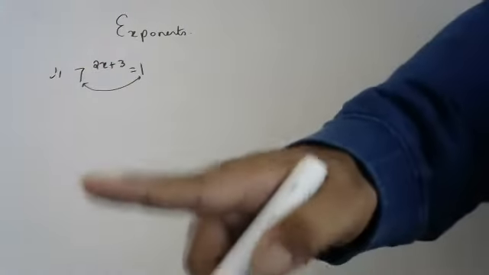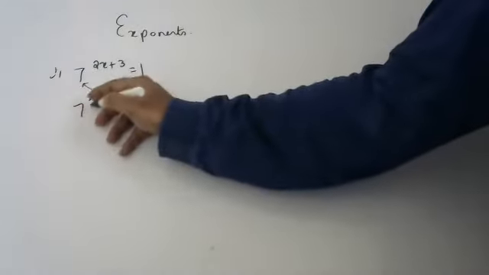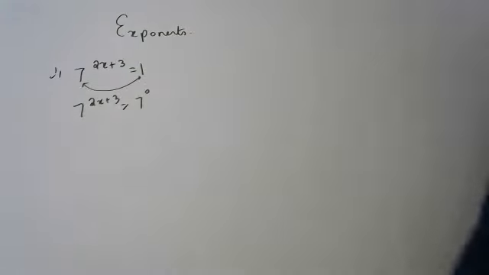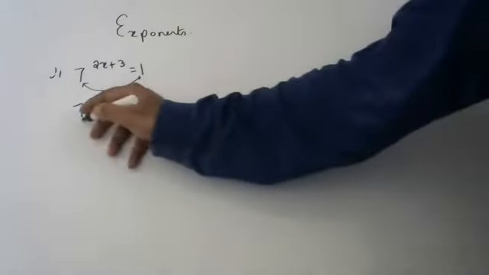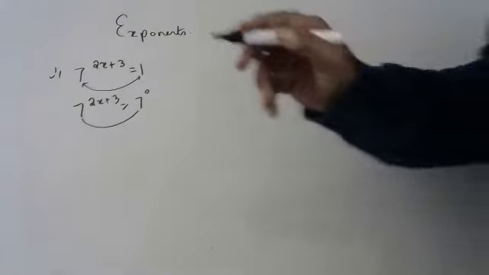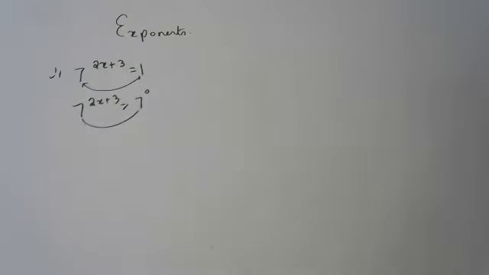Very good, Harsha. So, children, 7 to the power of 2x plus 3 is equal to 1. We can write 1 as 7 to the power of 0. Anything to the power of 0 is 1. When bases are same, powers can be equated, compared.